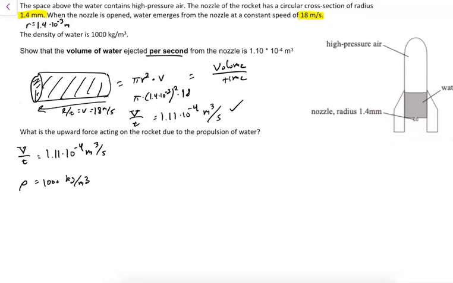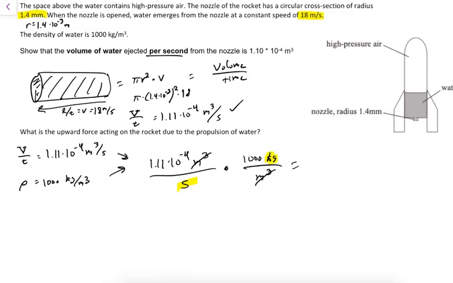So we plug these two together, and if I multiply them together, I get 1.11 times 10 to the negative fourth meters cubed per second, let's put it actually like this. This is called dimensional analysis, and it's super easy to use, this technique of dimensional analysis. Times 1,000 kilograms per meters cubed. When I set it up like this, I can see that my meters cubed cancel, and I end up with seconds in my denominator and kilograms in my numerator.